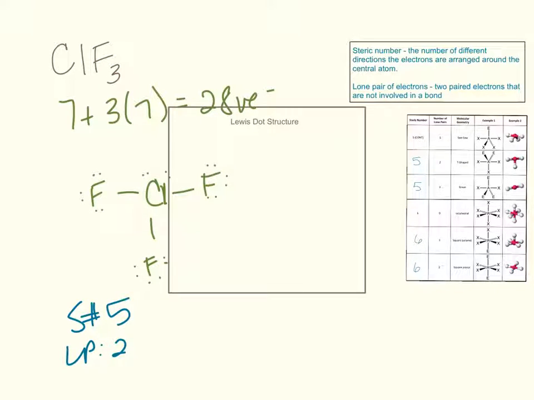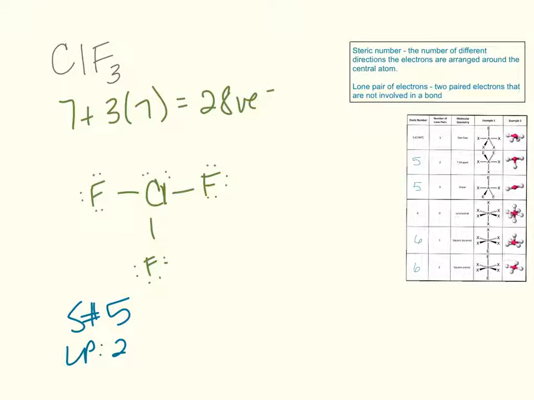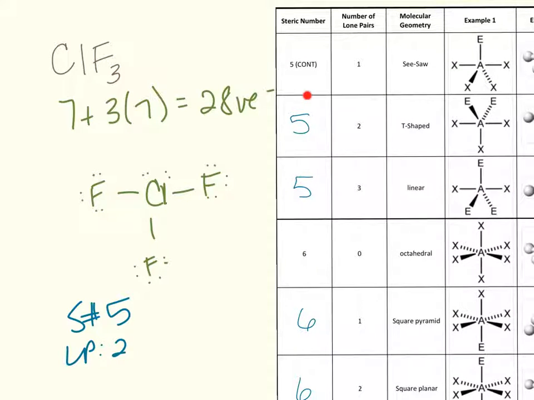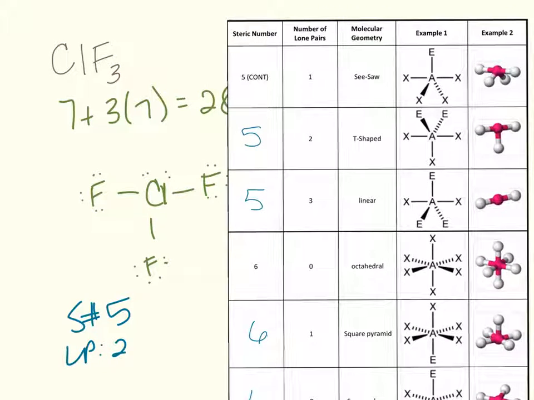So now I need to check my page over here. Okay, and so I've got 5 is my steric number, 2 lone pairs, and so this is going to be T-shaped. It looks just like a T. Alright, and so this pair of electrons is coming out of the screen, and that pair of electrons is going into the screen, so it comes out over here and then back over there. And so it'll look T-shaped, and so that's what we would write, T-shaped.